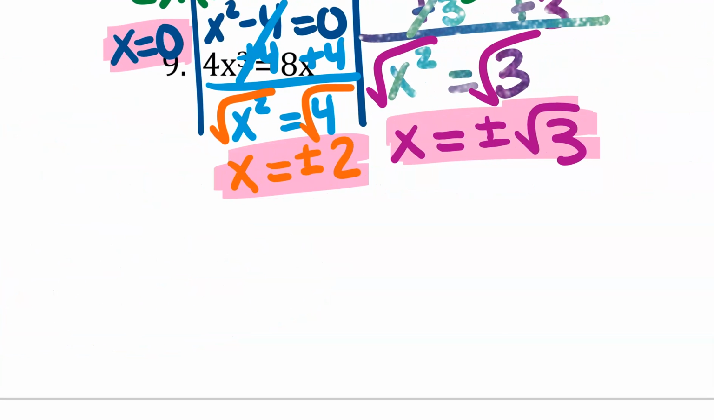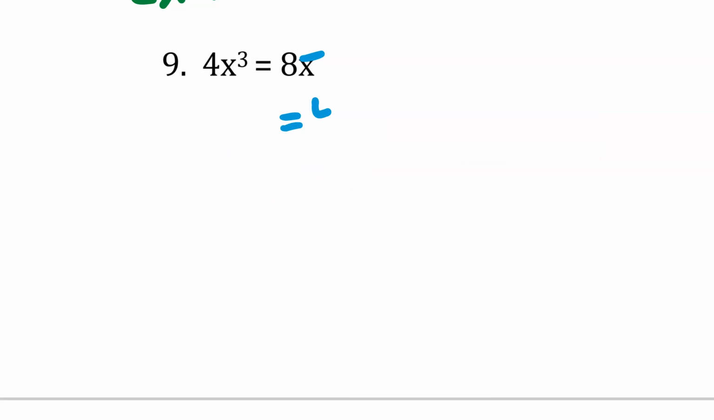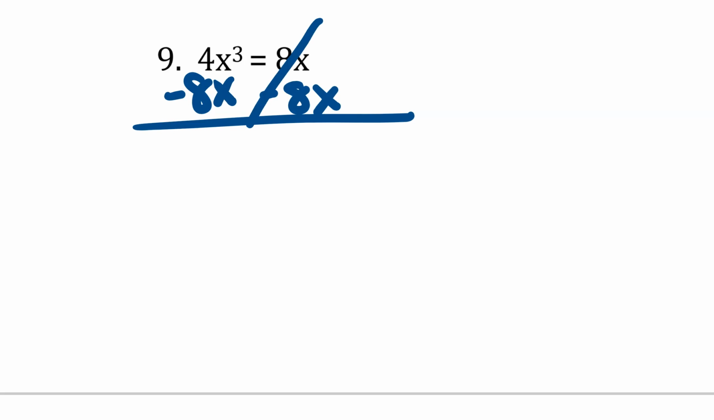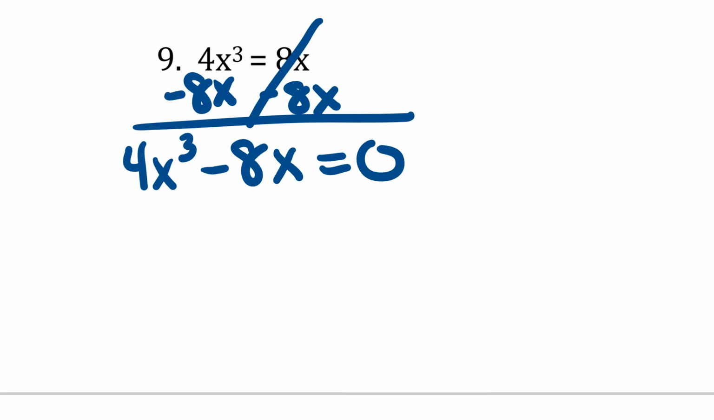One more. Let's erase all this junk from 7 because we're done with that one. We need to make our own 0. This is different from the last one because now we have 2 x's. So we can't just divide things and cube root them. We have to actually move them. So we have to minus 8x on each side. So I have 4x cubed minus 8x equals 0.